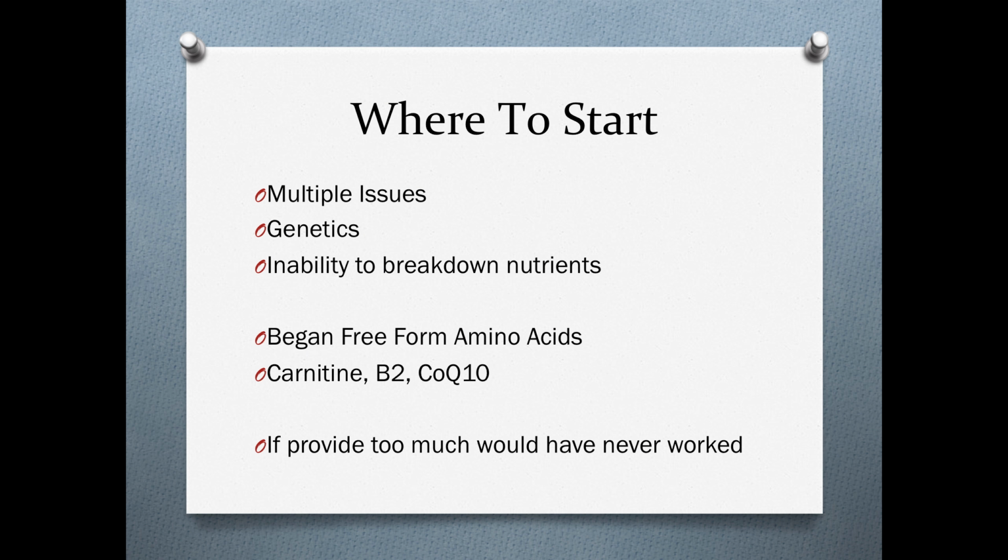She has multiple issues. We have genetic issues, inability to break down nutrients. And what I've learned through the years is you have to begin slow. If you provide too many supplements, the body can't handle it. It's going to break down. The patient's not going to follow through, and they're never going to restore the energy. So we began kind of a macronutrient approach to allow her body first to be able to break down the carbohydrates, fats, and amino acids. So we began some free-form amino acids, carnitine, vitamin B2, and CoQ10.